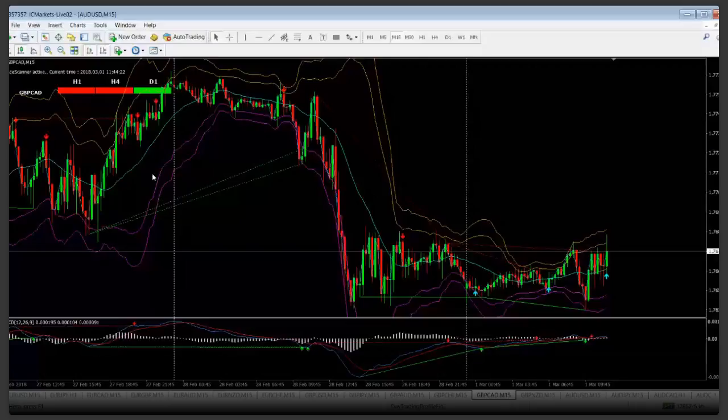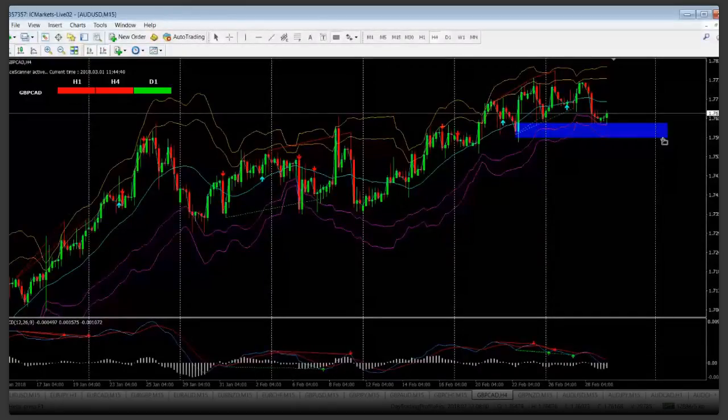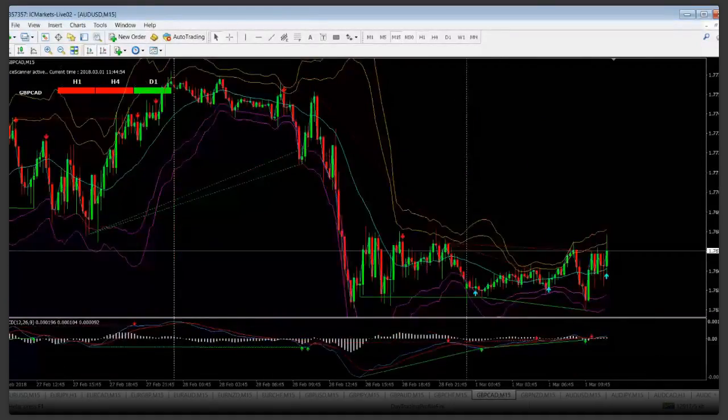British pound CAD. Daily's green. So if I look at the bigger picture, well, is this a good signal or not? This British pound CAD trade, you can see we're at daily level here. Daily is green, and we're at the bottom of this range here. So this 15-minute signal on the British pound CAD, guys, I'm liking this trade, so I'm going to take that trade on the British pound CAD.